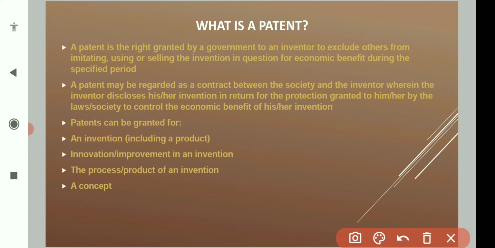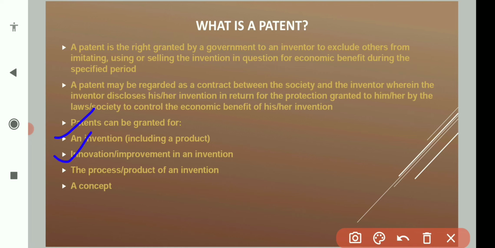So a patent can be granted for several reasons. It is granted for an invention, including a product. If you have made a machine or a product, for example the process of making a new wine, it will be an invention and you can file a patent for that.